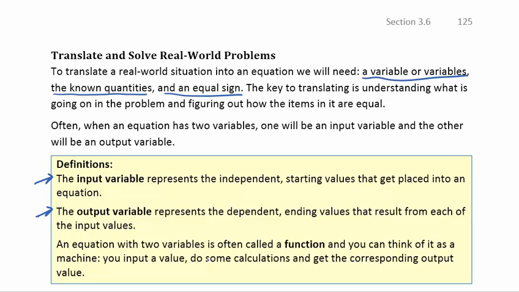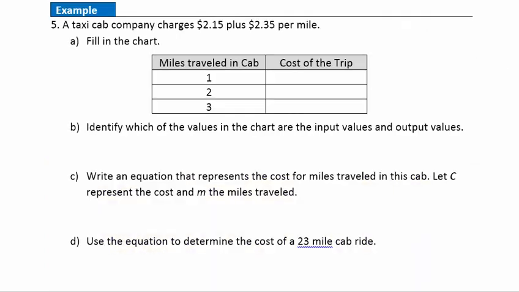An equation with two variables is often called a function. And you can think of a function as a machine. You take this input value, you plug it into this function, which is an equation, do some calculations in the function, and then you get out of that the corresponding output values. Let's take a look at an example now that will help you understand all of these definitions: a function, an input, and an output variable.